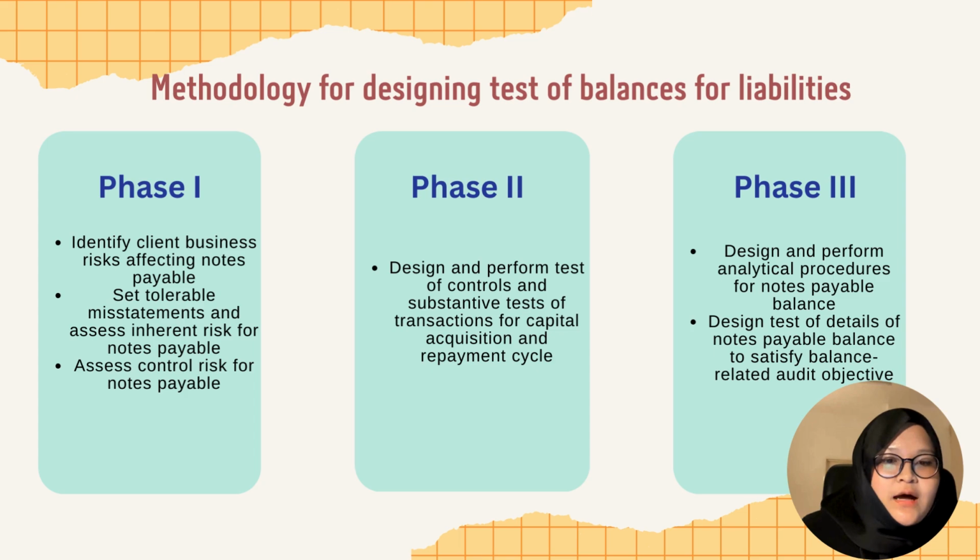Moving on to phase two, which is design and perform tests of controls and substantive tests of transactions for capital acquisition and repayment cycle. And next is phase three, in which auditors have to design and perform analytical procedures for notes payable balance. This is where auditors would perform analytical procedures that may indicate any increased risk of misstatement in notes payable.